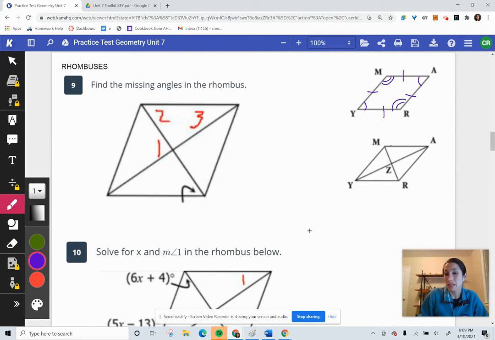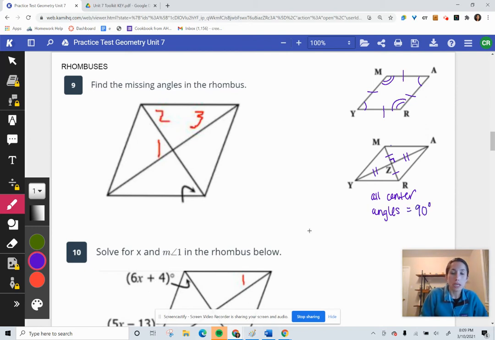Our diagonals bisect each other. That is still a property. And then the additional property to that, so I'll put my little congruent marks here, is that the diagonals are actually perpendicular. So there's a right angle here. And remember, if there's a right angle, that means all angles in the center are 90 degrees. So all center angles equal 90 degrees.